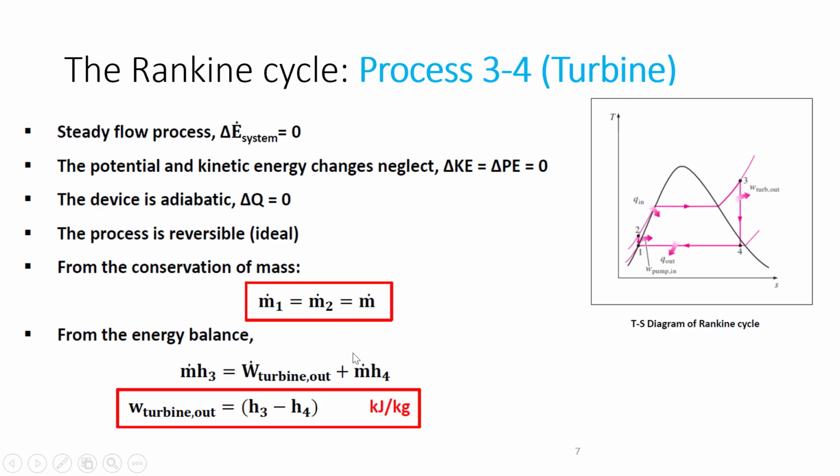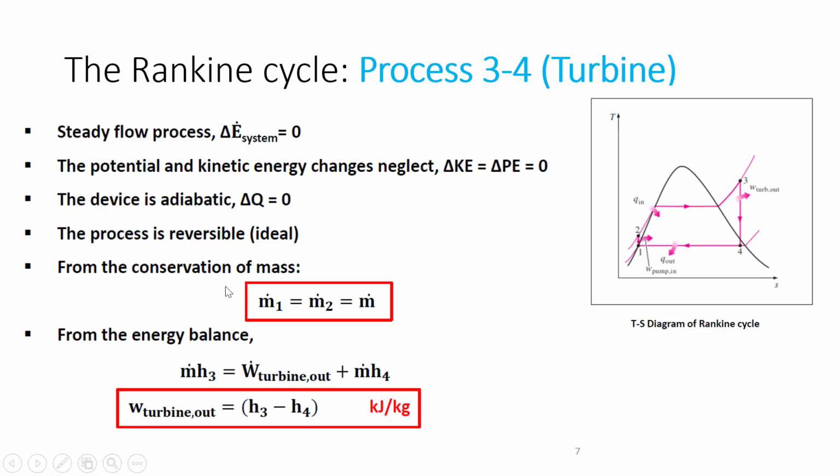Alright. So what is the process at point 3 to 4? Here we have a turbine. Here too we consider it a steady flow process, so the internal energy change is 0. Kinetic energy and potential energy are also considered 0. It is an adiabatic process, meaning no heat loss, so delta Q equal to 0. And it is also reversible and ideal, because it is a cycle, so it is reversible.